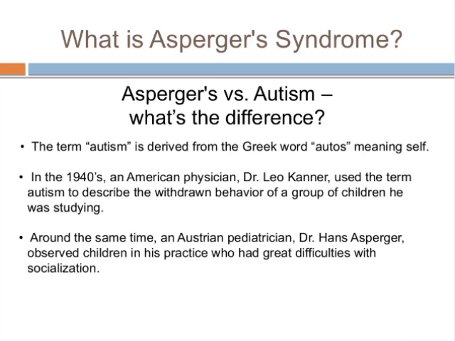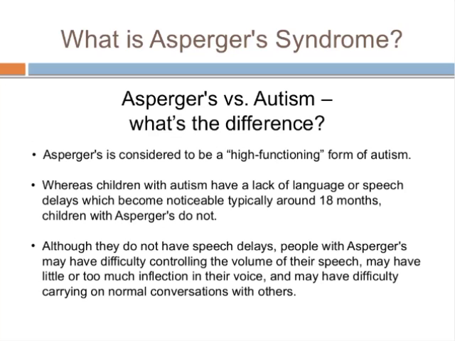So during that time, they were distinctly different diagnoses with different words for them, but over time it's evolved really into the same thing. But the difference is Asperger's is considered to be a high-functioning form of autism, whereas children with autism have a lack of language or speech delay, which becomes noticeable, like I said, around 18 months. Children with Asperger's do not.